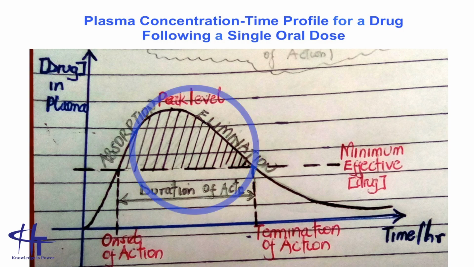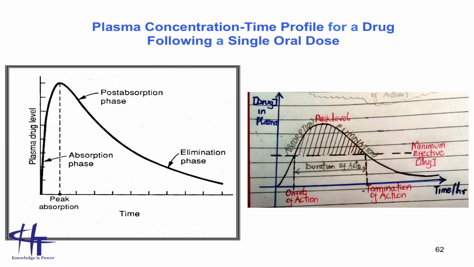Now, this shaded part here is what we call the duration of action. In other words, that's the time it takes from the time of onset of action to the time of termination. That is how long it takes, and so we refer to it as the duration of action of the drug. Now that is the same as reflected in this other graph, as you can see.